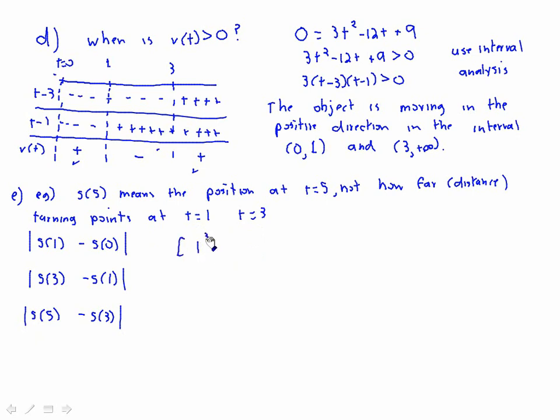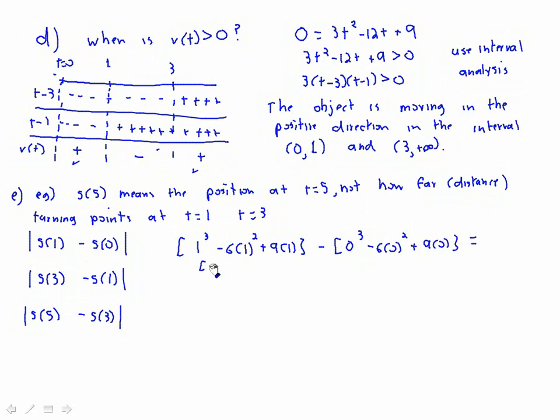So 1 cubed, and you can run this right through your calculator pretty easily, minus 6 times 1 squared plus 9 times 1, minus s at 0, which its position in 0 seconds is 0 cubed minus 6 times 0 squared plus 9 times 0. So that whole thing is going to be equal to 0. So when you work this one out with care, as I said, running it through your calculator is not a bad idea.